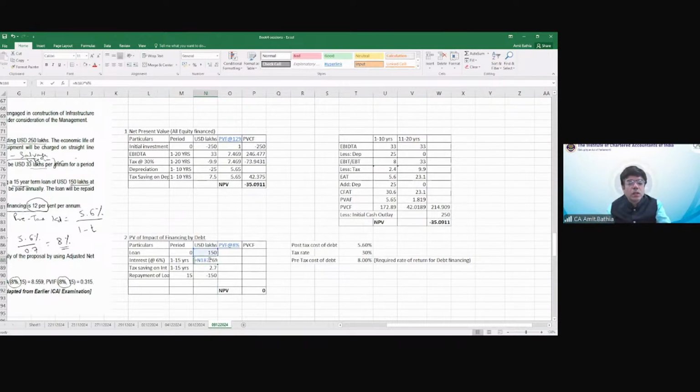Okay. Similarly, interest is negative, am I right? And tax saving is going to be a positive phenomenon for me. Are you with me? These are the only things which are happening as far as the loan is concerned.